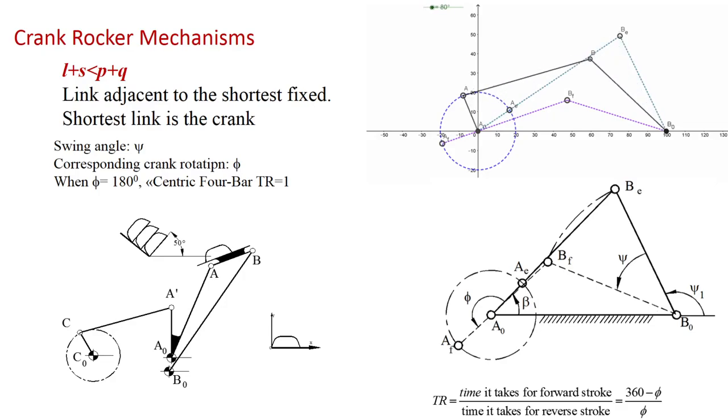if I select phi equal to 180 degrees, the time it will take to move from the first position to the last will be equal to the time it takes to move from the last position to the first. Now, this is known as a centric four bar, if it is 180 degrees.